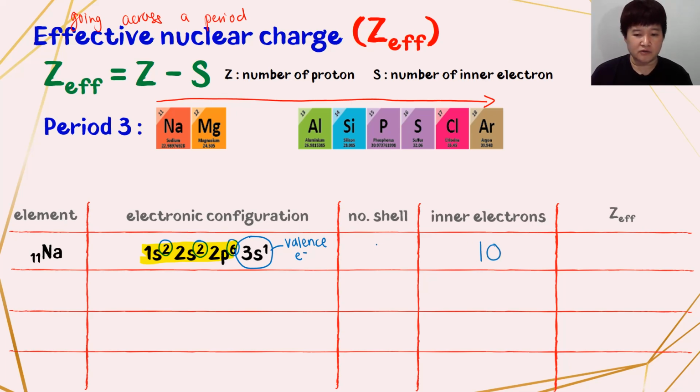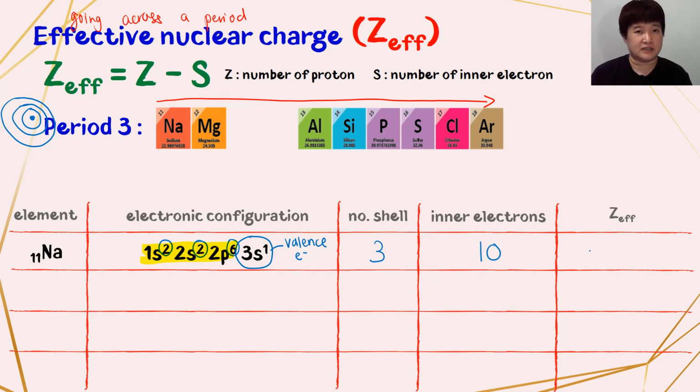And the number of shells is 3. The number of shells is 3 because it's period 3. When it's period 3, you know that you're going to have 3 shells. Your principal quantum number will be 3, your n equals 3. So the number of shells will definitely be 3.